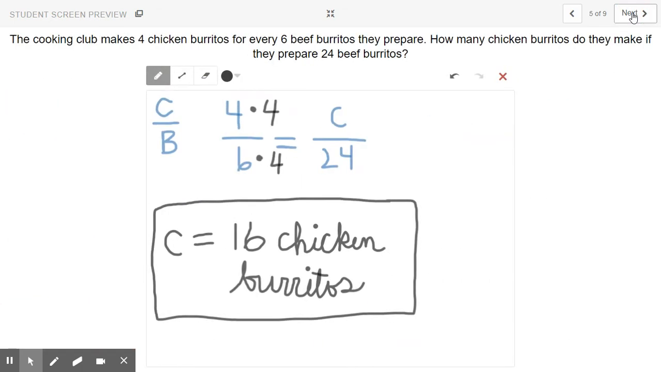So we're comparing chicken burritos to beef burritos. For every 4 chicken, there's 6 beef. How many chicken will there be if there are 24 beef burritos? So that 24 goes on the bottom with the beef burritos. 6 times 4 is 24, so 4 times 4 is 16. So for every 24 beef burritos, there'll be 16 chicken burritos. So that proportion was easy to fill.